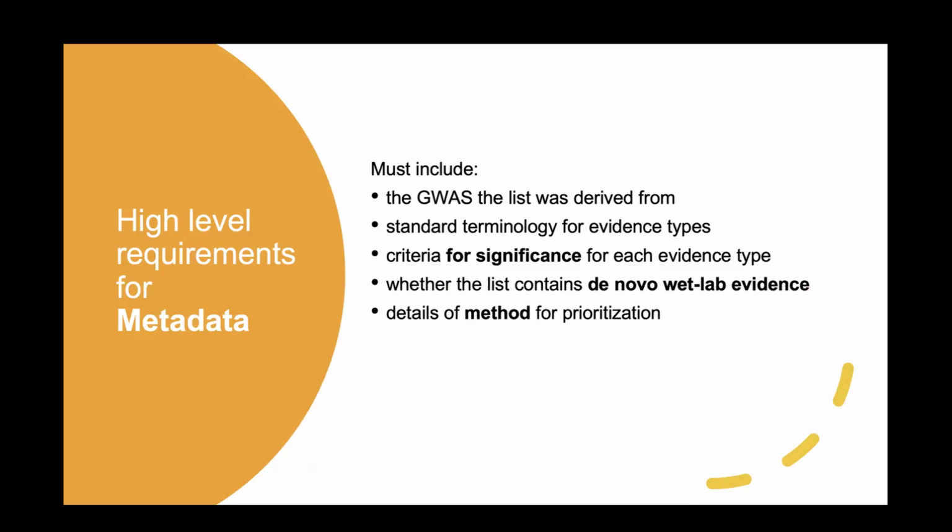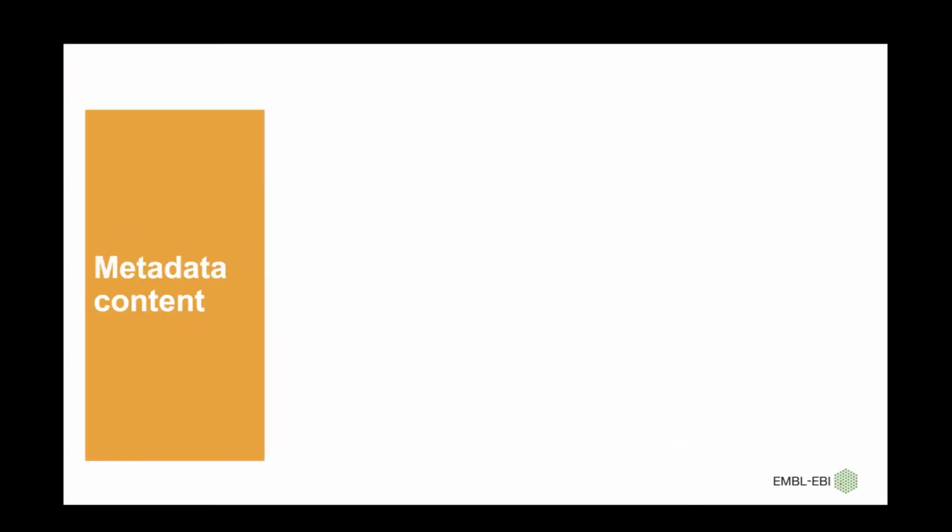It should include the details of the method for prioritization, and it's important that individual publications and pipeline generated data can be flagged in the metadata, but they should be interoperable.